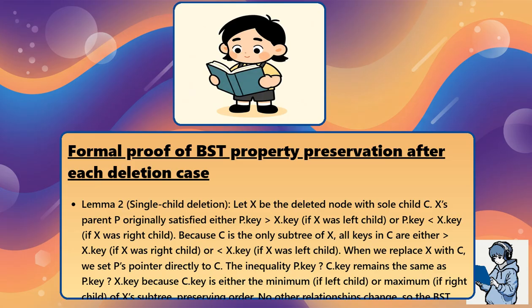When we replace X with C, we set P's pointer directly to C. The inequality relation between P.key and C.key remains the same as between P.key and X.key, because C.key is either the minimum if a left child or maximum if a right child of X's subtree, preserving order. No other relationships change, so the BST property is maintained.